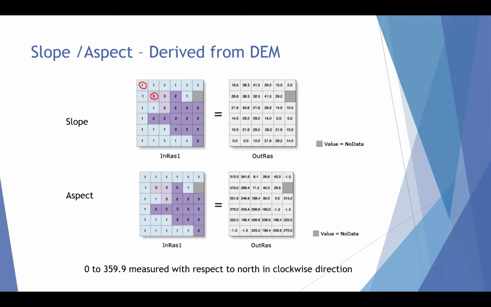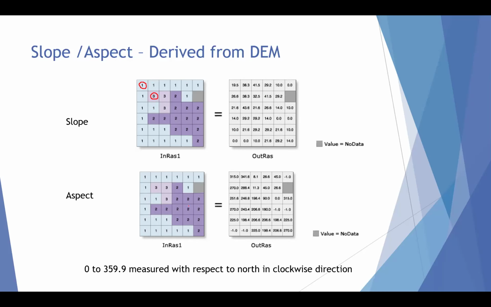Now I want to calculate the slope. So I need to see which direction is steeper. And then this minus, say for example, this direction. So 3 minus 1, 2. 2 divided by the center to center distance. So that will give me the slope. Okay, likewise, I can calculate the slope.